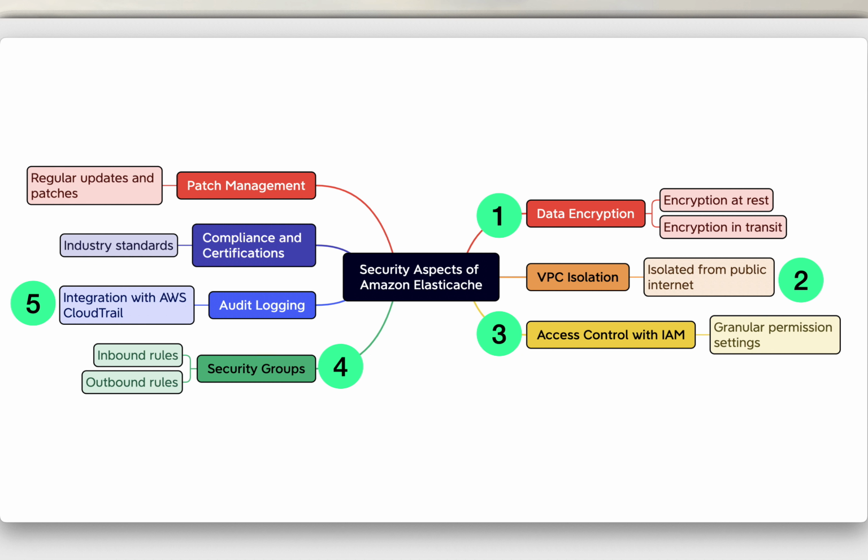5. Audit logging. With integration to AWS CloudTrail, users can keep track of API calls and changes made to ElastiCache resources. 6. Compliance and certifications. ElastiCache complies with various industry standards and certifications, ensuring best practices in data security. 7. Patch management. AWS regularly updates and patches ElastiCache, mitigating potential vulnerabilities and risks.